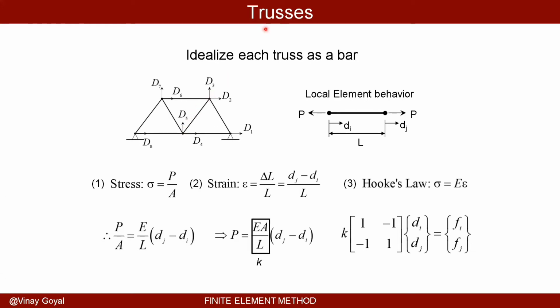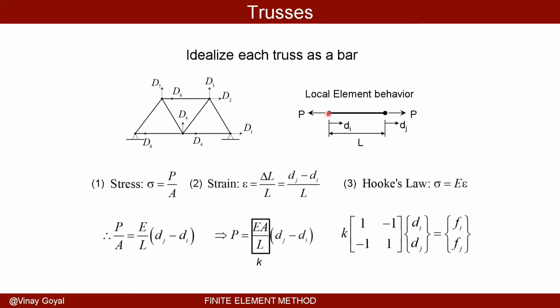I could idealize it as a bar. So let's take a single bar, and I'll rotate it just for fun. I'll take that truss and rotate it to have it straight like that, just to be able to study it better. That bar can expand or contract. It can stretch or compress. But that is a local element behavior. I took a single truss and looked at it.